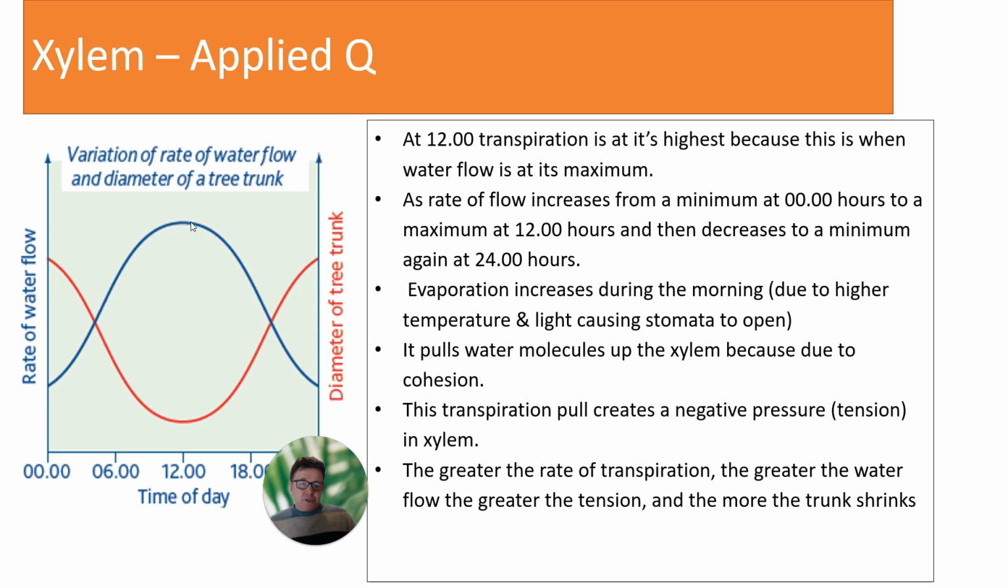What is happening? Well, evaporation increases during the morning due to a higher temperature and light. That's causing the stomata to open and photosynthesis to occur. So it pulls the water molecules up the xylem because of cohesion. This transpiration pull through the stoma creates a negative pressure, or tension, in the xylem. And the greater the rate of transpiration, the greater the flow, the greater the tension. And that is why the diameter of the trunk slightly shrinks.